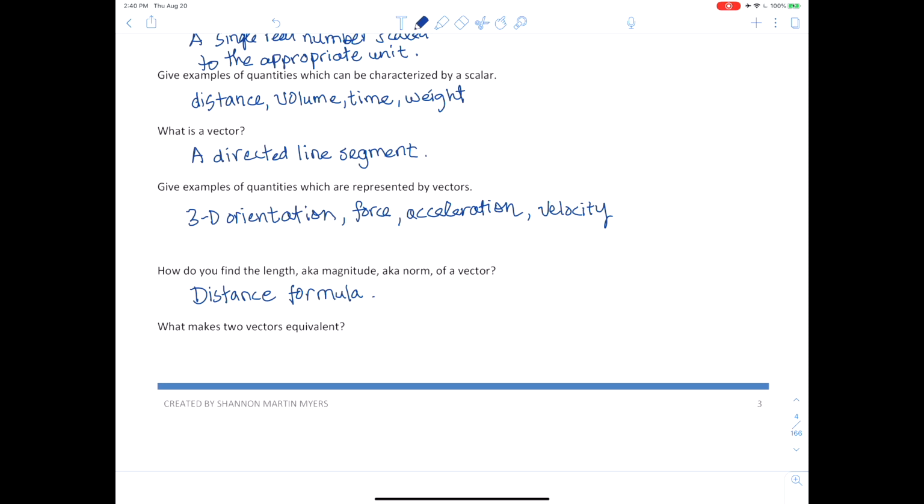What makes two vectors equivalent? Well, because they're a line segment, right? The line segment part of it is we would want them to be the same length, right? And they're directed segments, right? So we would want them to also have the same direction, right? Which means they would have the same slope as well. Does that make sense? Awesome. All right, well, let's keep going.